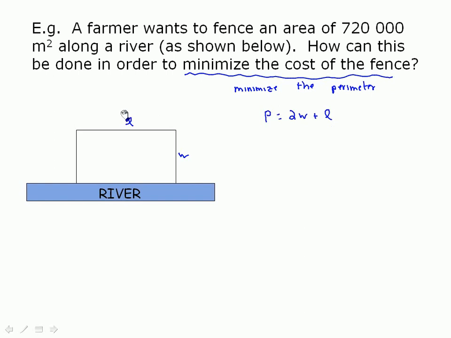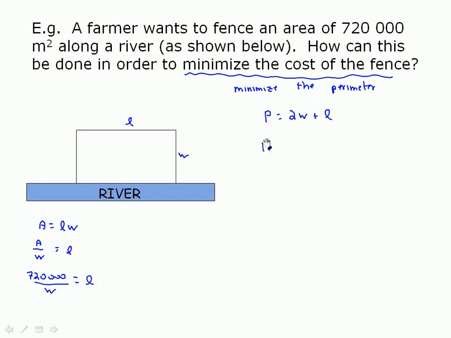And we have these two variables again, and if we can express one in terms of the other, we can simplify this one. And we can, because the area is fixed at 720,000. That's equal to length times width. So if we express L in terms of W again, L is equal to area divided by W. So the 720,000 divided by W is equal to L.